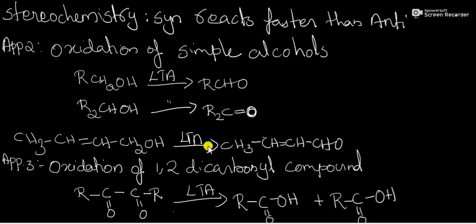And LTA does not affect multiple bonds. Here, this is a double bond and this is an OH function. When it is treated with LTA, the double bond will remain unchanged and the CH2OH primary alcohol gets oxidized into an aldehyde. Another application of LTA is oxidation of 1,2-dicarbonyl compounds. 1,2-Dicarbonyl compounds are converted into carboxylic acids by the cleavage of the C-C bond.